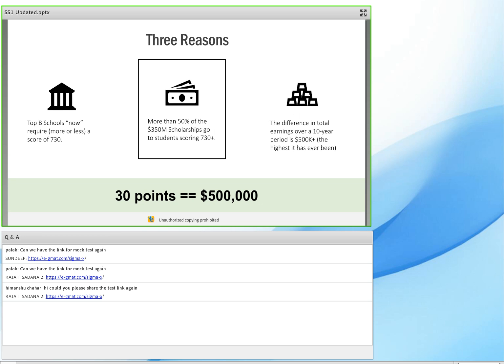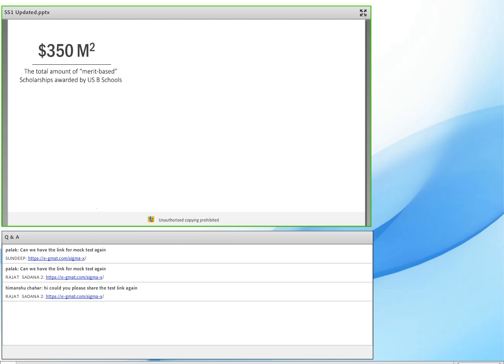Now let's talk about the second reason, which is, hey, half of that scholarship money goes to students who score 730 or higher. Now, this is something that you won't see published anywhere, but the reason we know this is because at e-GMAT, we serve about 10,000 paying students every year. Our students get upwards of $30 million worth of scholarship money every year. So we have a lot of this statistical raw data that comes to us.